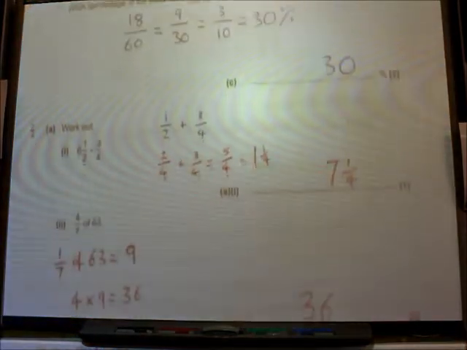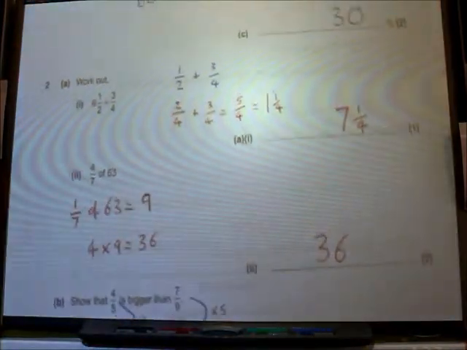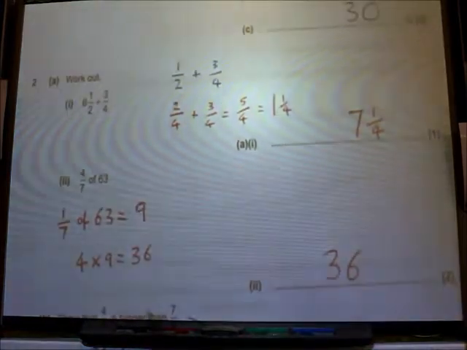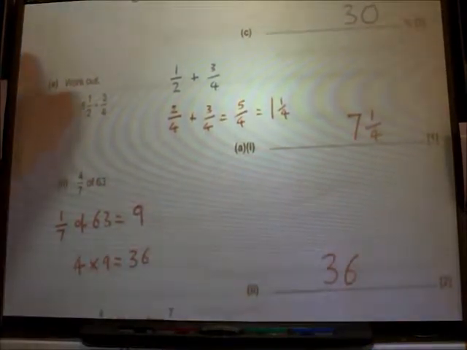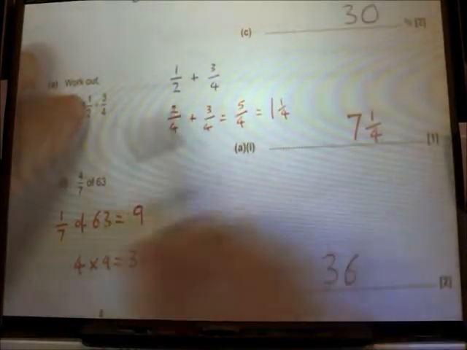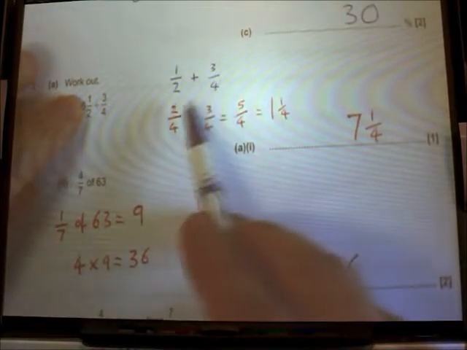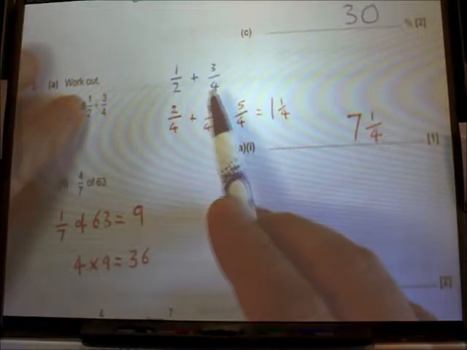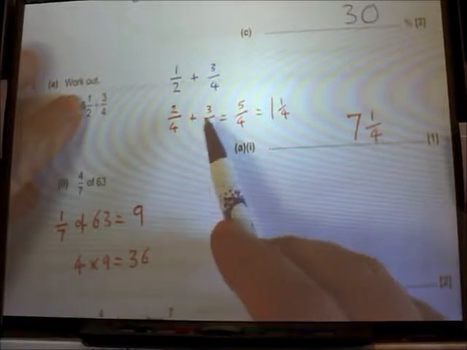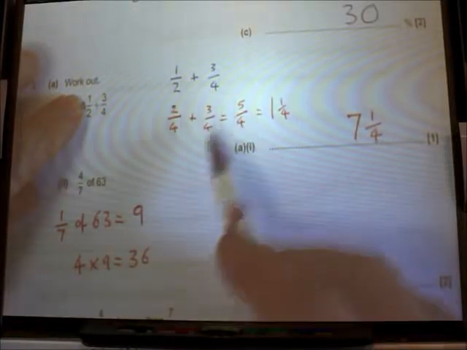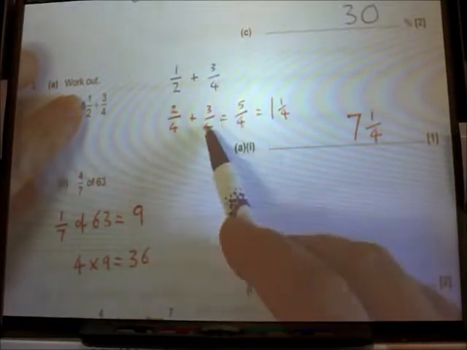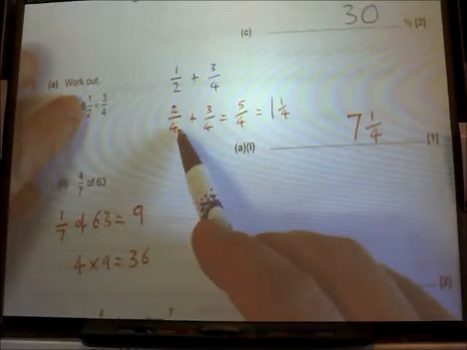Question 2, work this one out. Let me explain how I've done it. There's a couple of ways of doing it. First of all, I've ignored the 6. I'll add that on in a bit. So I've just done a half, add 3/4. So you need to get your denominator the same. So I've used 4 because that is the lowest common multiple of 4 and 2. So 3/4 stays the same, and 1/2 is 2/4.